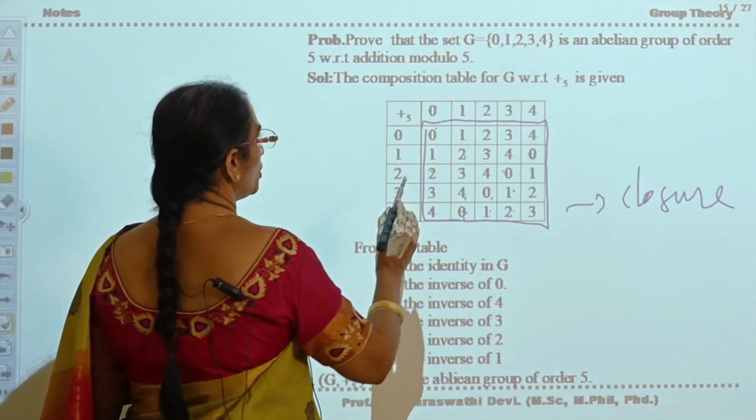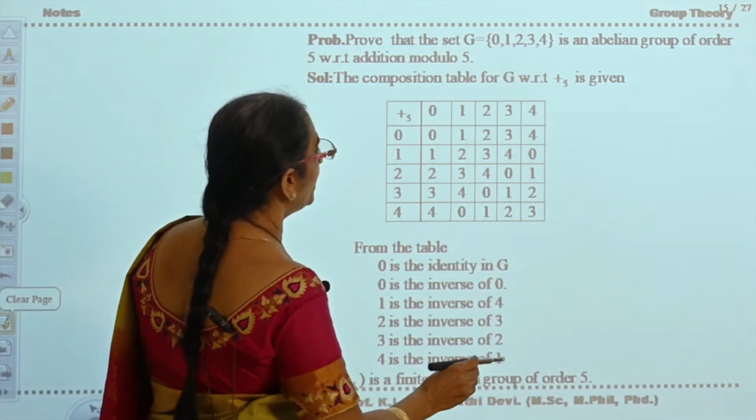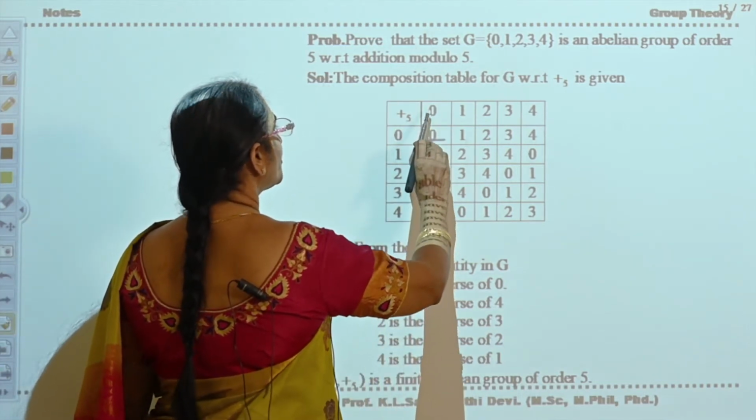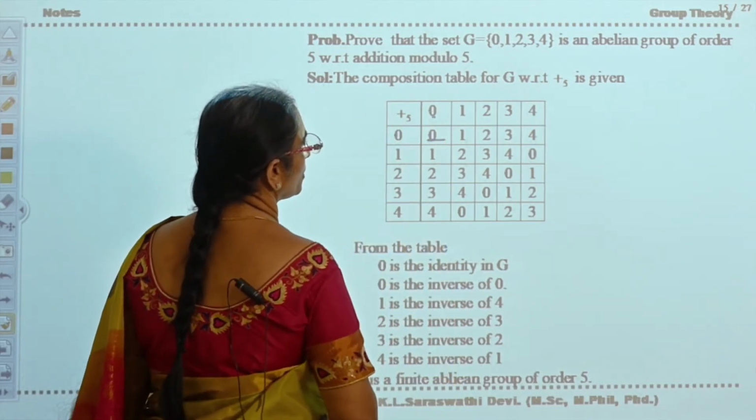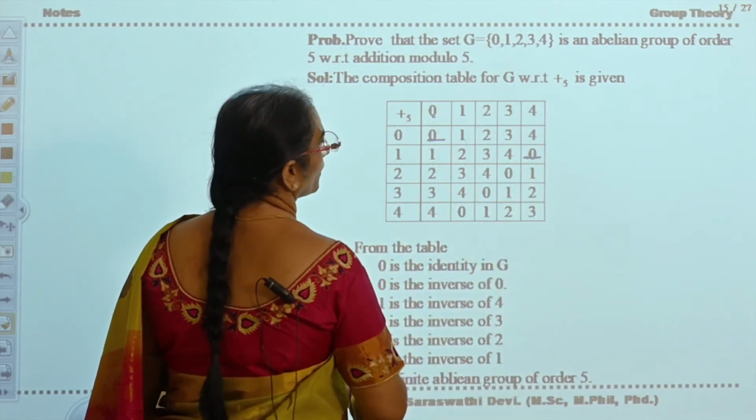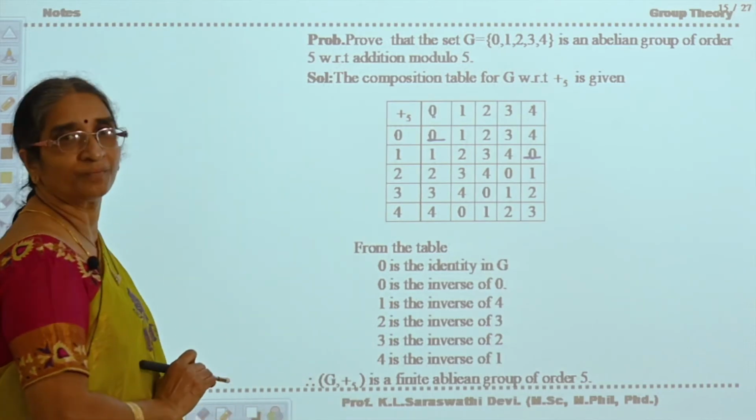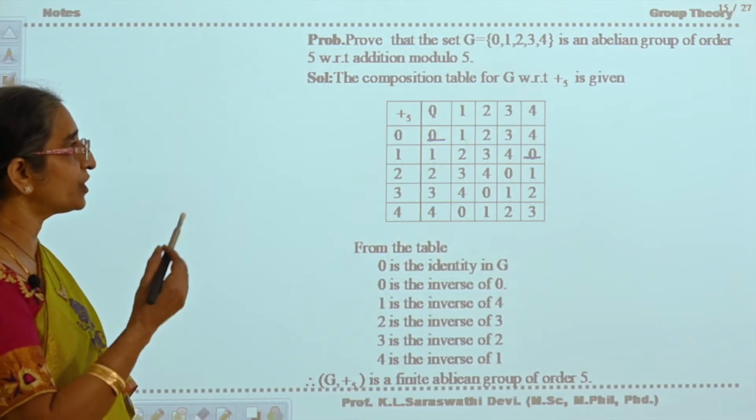Now, in each row, underline the identity elements. This is the 0 element. Go to top, 0. Go to left, 0. 0 is the inverse of 0. Now, coming to the second row, underline 0 here. 1 is the inverse of 4. 4 is the inverse of 1. See, are you able to see? 1 is the inverse of 4, 4 is the inverse of 1.